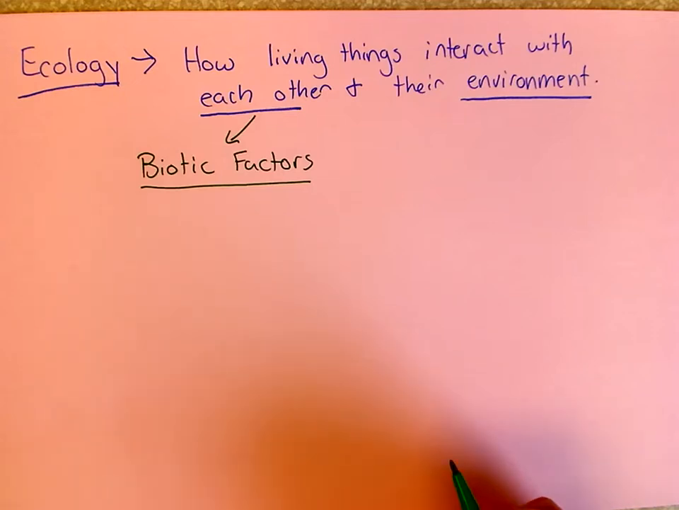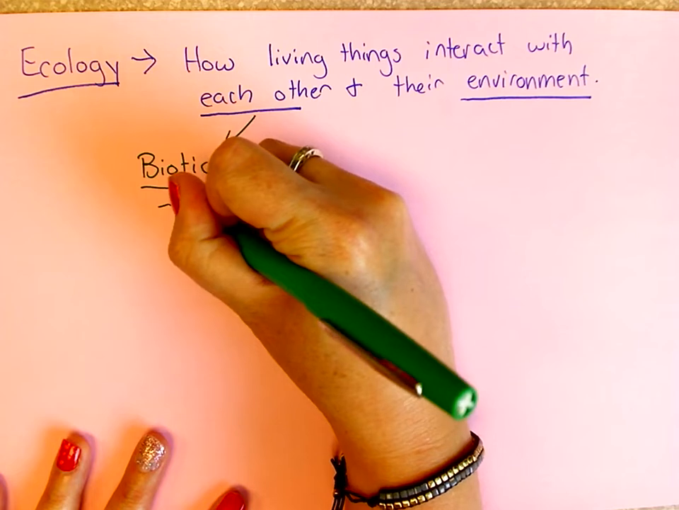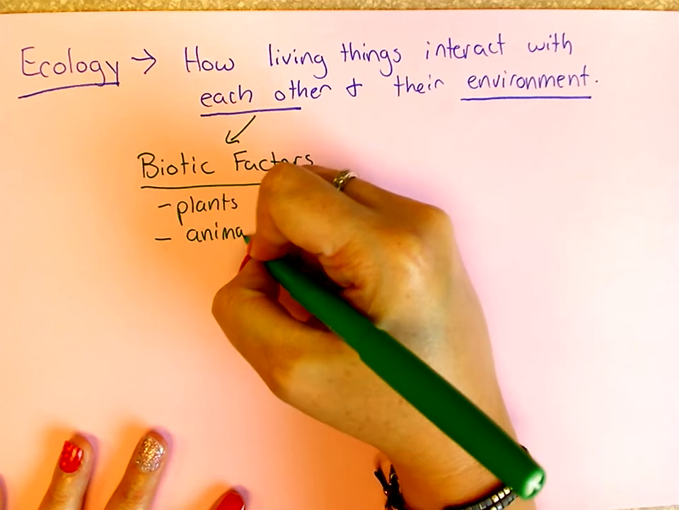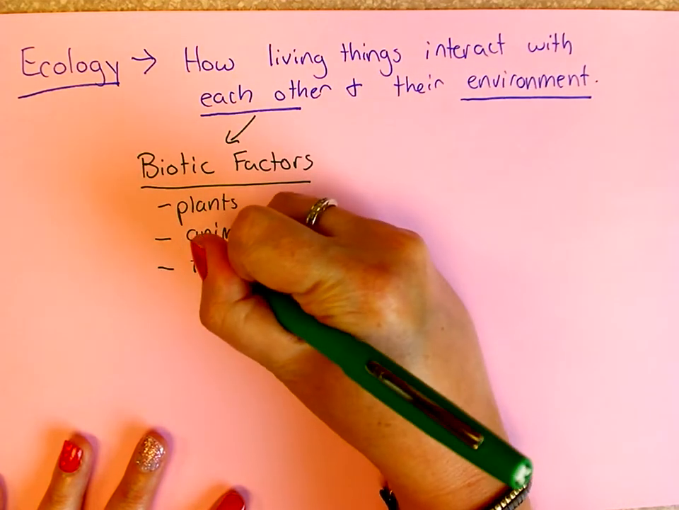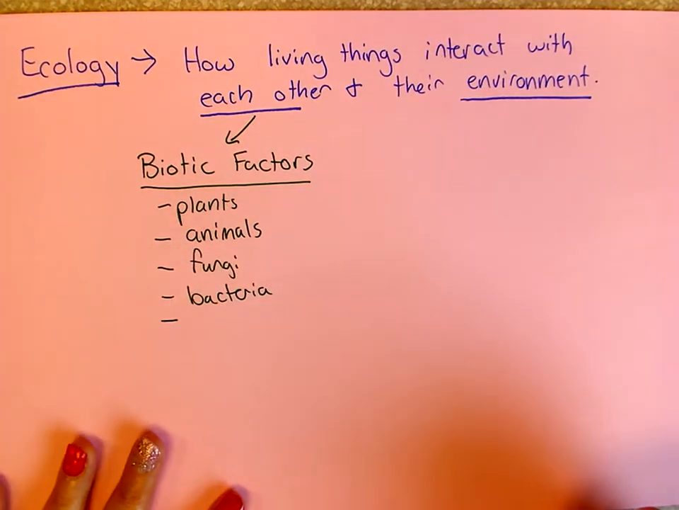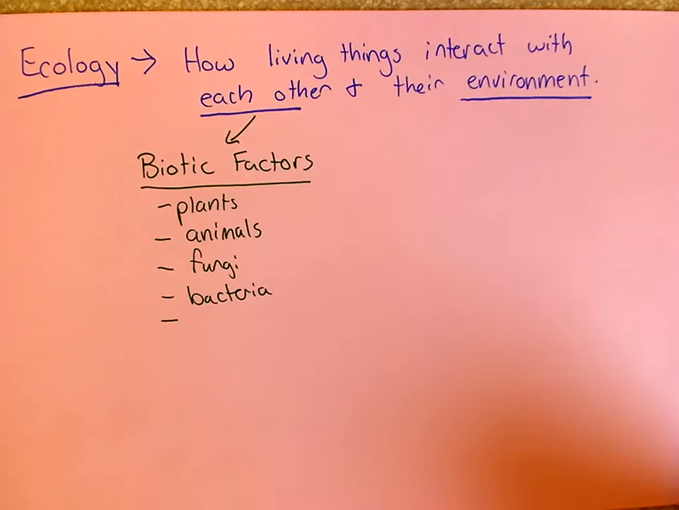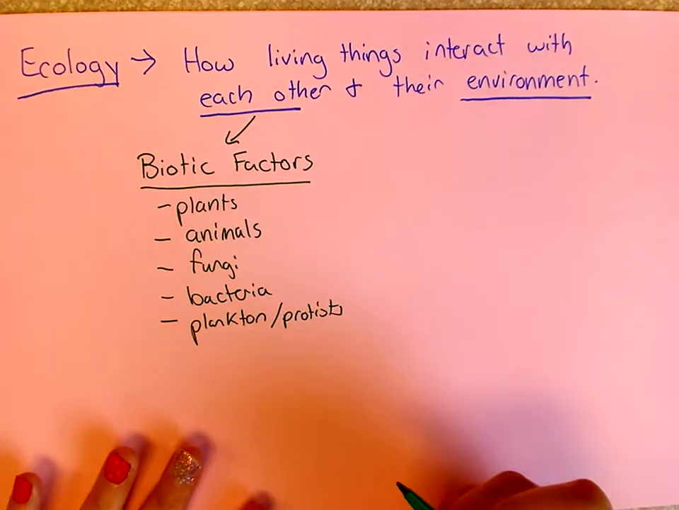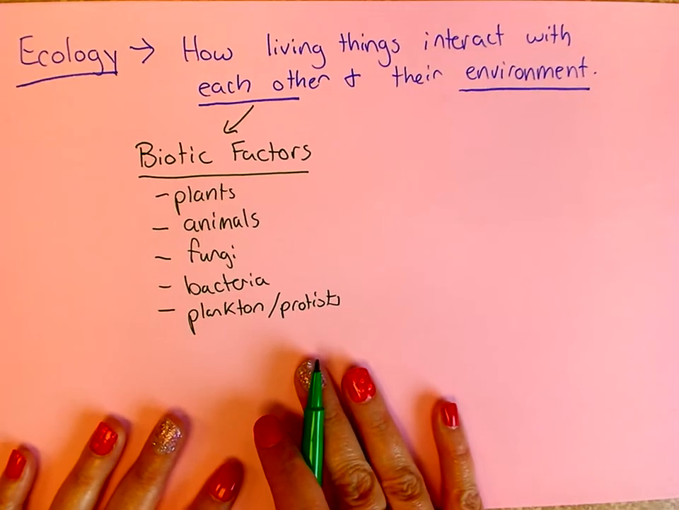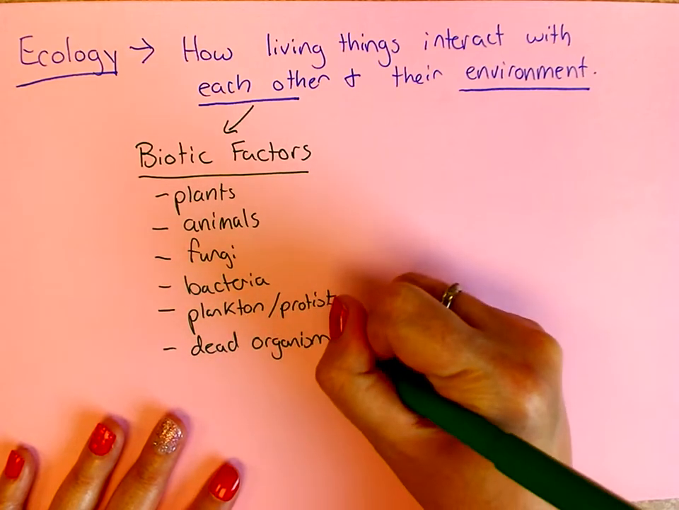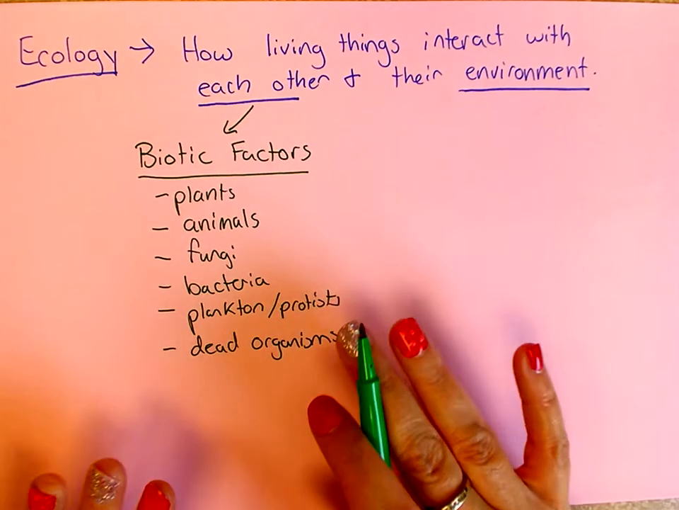So these biotic factors could be things like plants, animals, fungi, bacteria, tiny single-celled things like protists. We talked about things like phytoplankton in class, and those are going to be little tiny photosynthetic organisms. And even when we consider biotic factors, we have to look at dead organisms, things that used to be alive. So this actually includes once living material. So those are our biotic factors.